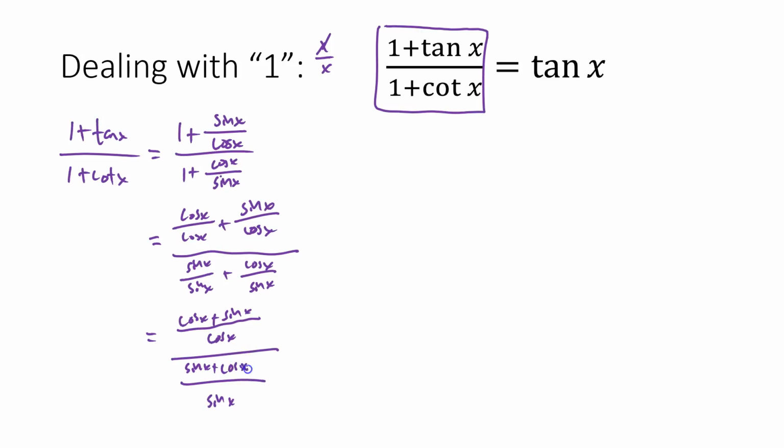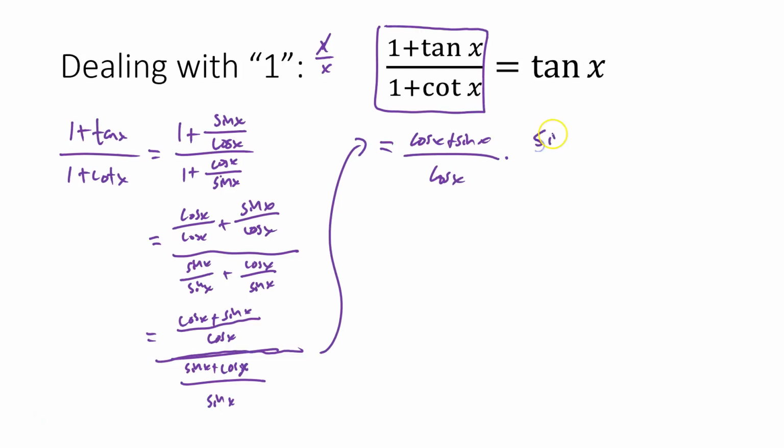Now we're going to use our idea of dividing by a fraction. Remember, this is our main division line here. The top is a fraction, the bottom is a fraction. So instead of dividing by a fraction, let's multiply by the reciprocal. So we have cosine x plus sine x over cosine x, multiplied by sine x over sine x plus cosine x.